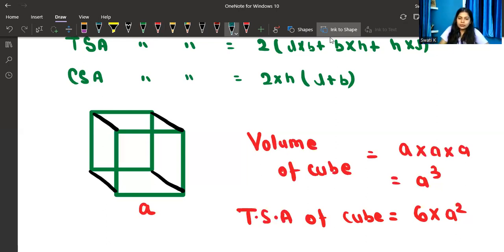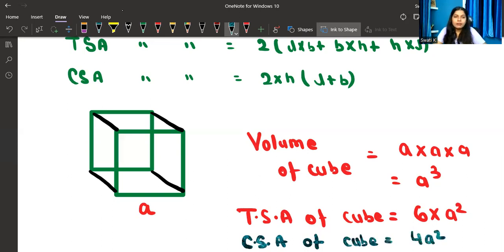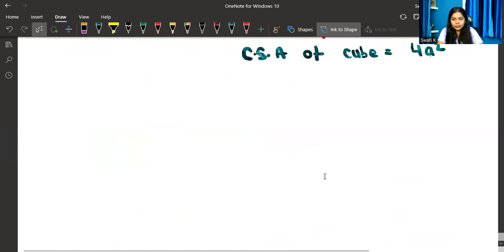Next is curved surface area, of course. So curved surface area formula for cube is 4 into A square. Of course, because leaving the bottom and the top part, we have only 4 faces: 1, 2, 3, and 4. So it is 4A square. It's very obvious, right? So curved surface area is 4A square. So we have the formulas for the cuboid and cube. Now we can take some questions and we can solve the questions, okay?